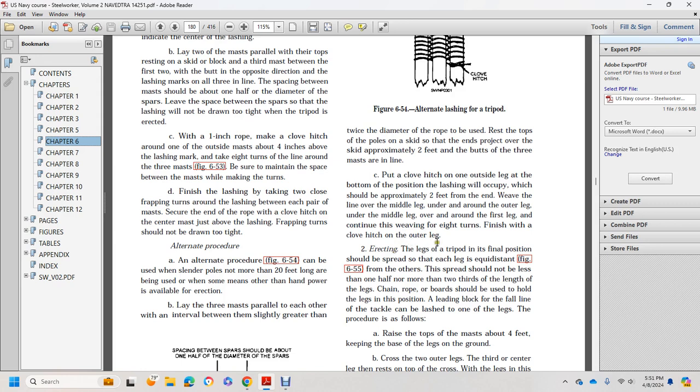Erecting: the legs of the tripod in the final position should be spread at an equal distance from each other. The spread should not be less than 1/2 or more than 2/3 of the length of the leg. A chain, rope, or board should be used to hold the legs in position. The leading block of the fall line with the tackle should be lashed to one of the legs.